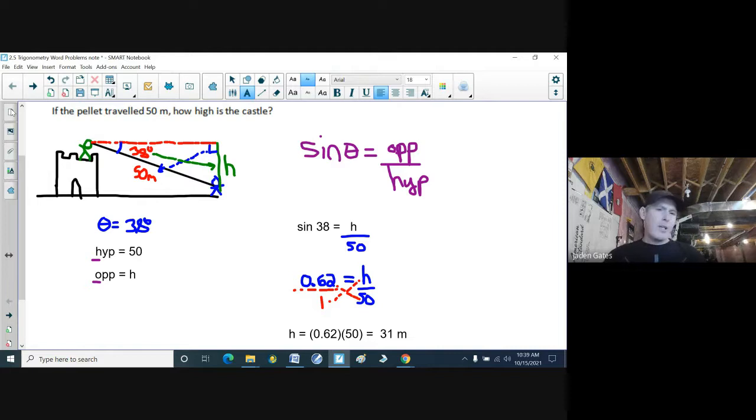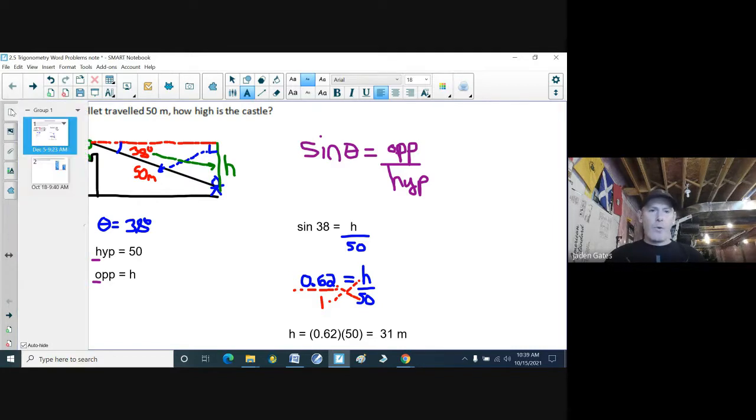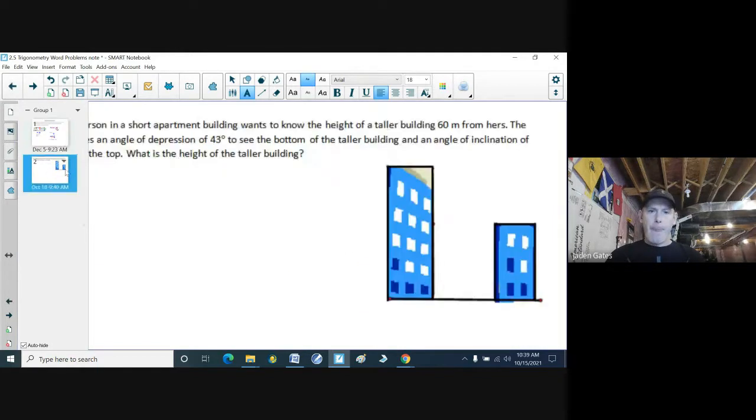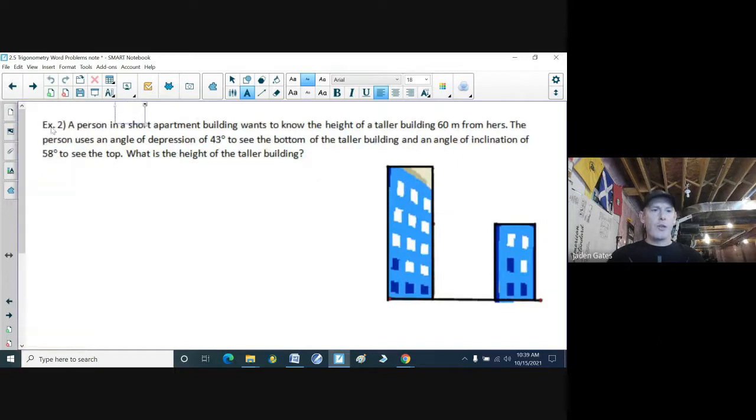All right, so let's try another example of a word problem here. Again, looking at some knowledge. So again, I'm going to start off by reading my question first. So a person in a short apartment building wants to know the height of a taller building 60 meters from hers. The person uses an angle of depression to see the bottom of the taller building and an angle of inclination of 58 degrees to see the top. What is the height of the taller building?